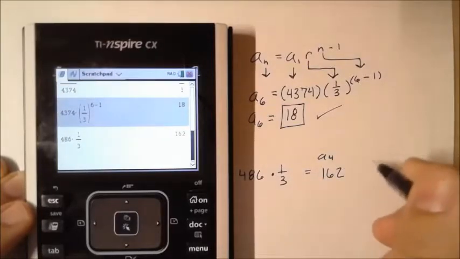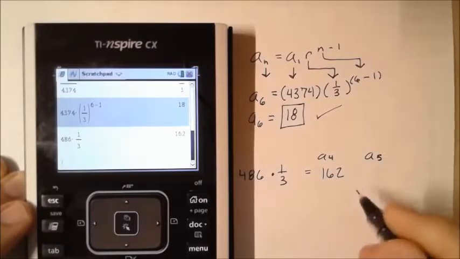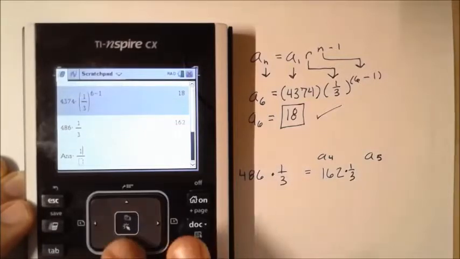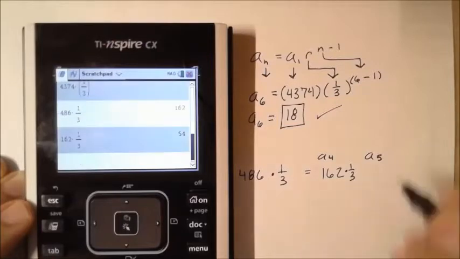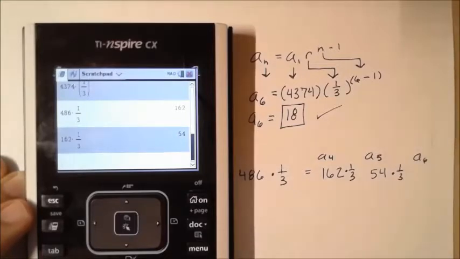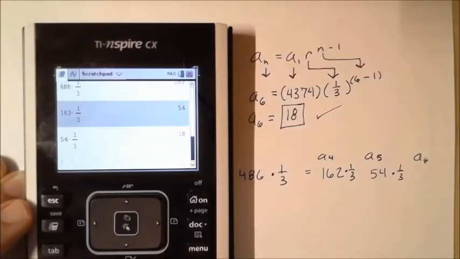And then if I took that 162, which is a sub 5, and multiplied it times 1 over 3, that would give me 54. And if I multiplied that times 1/3, that would give me a sub 6, which is 18.